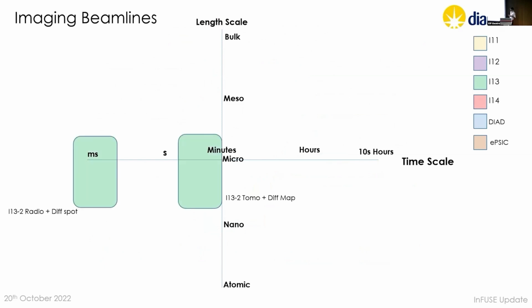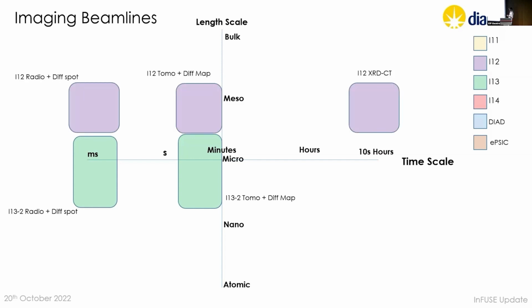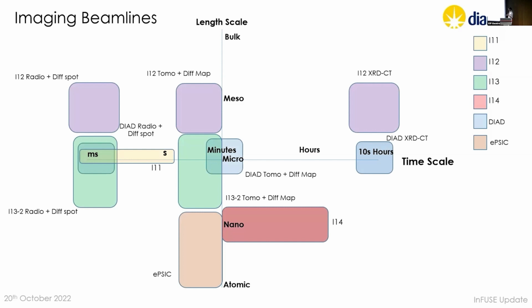So I-13, the one that Phil presented earlier this morning, this is where we've got geometric magnification. You can see that gets down to close to the nano level. And depending on different techniques, whether you're doing 2D radiographs or 3D tomographs, you can do captures either at milliseconds or up to the minute level. And you can add in I-12, which is higher energy performance, where you can get to larger specimens. DIAD, where I've been previously doing my postdoc, combined imaging and diffraction. I-11, where you do powder diffraction, I-14, which is the nanoprobe beamline, and finally EPSIC, which is our series of TEM machines.